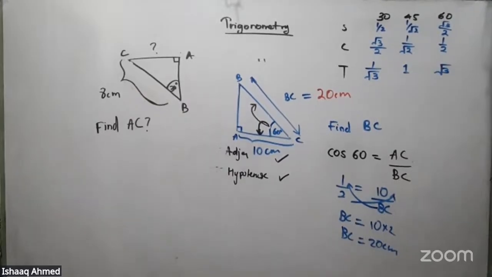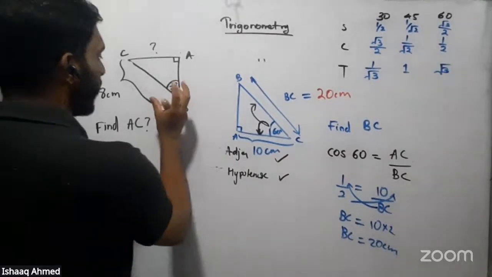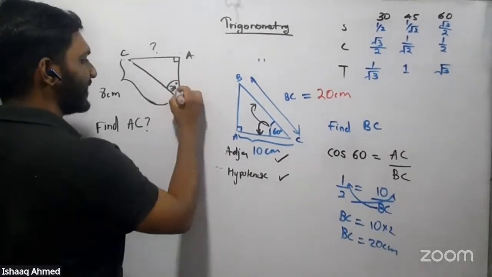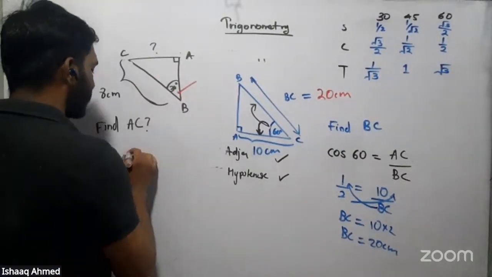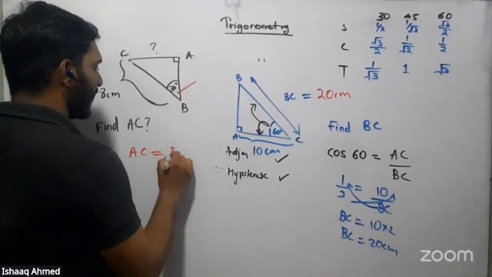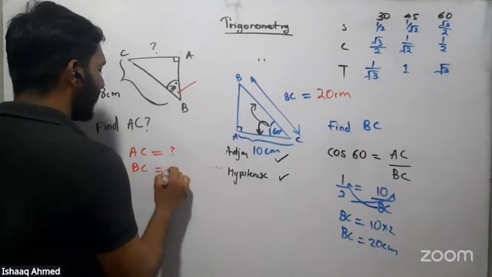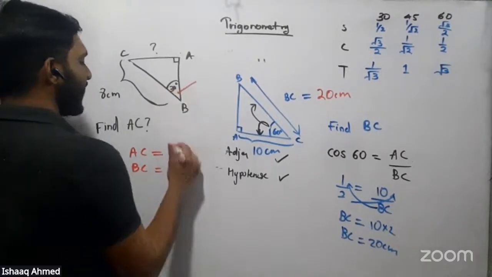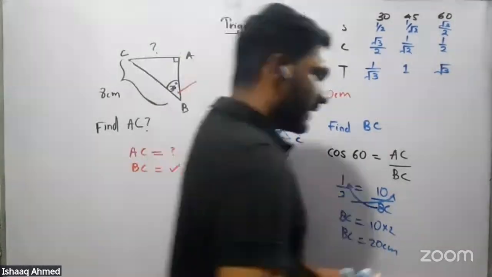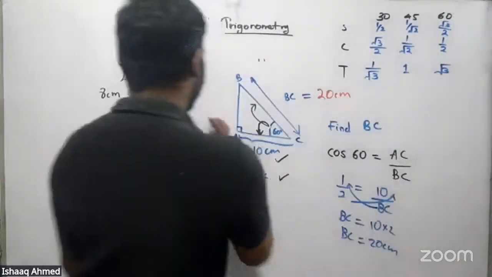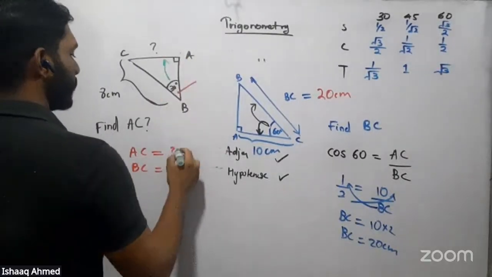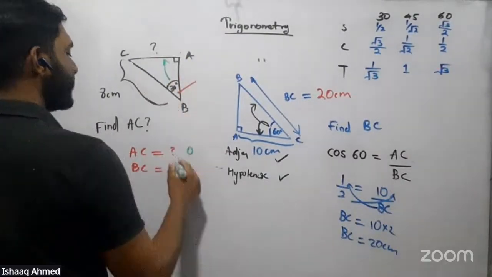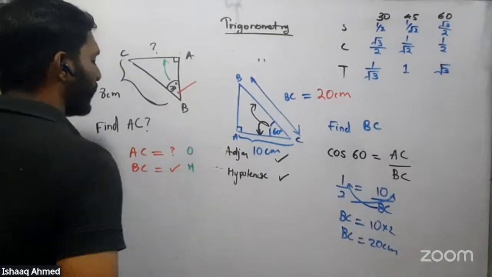Okay. How to find? So you look from 30. The given angle is 30 now. So you look from 30 and tell me what are the sides. AC they are asking. BC they've given. So what is AC for 30 degrees? For 30, AC is opposite. What is BC? BC is hypotenuse.